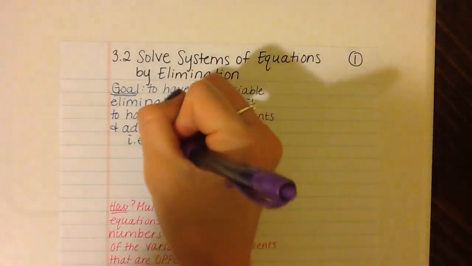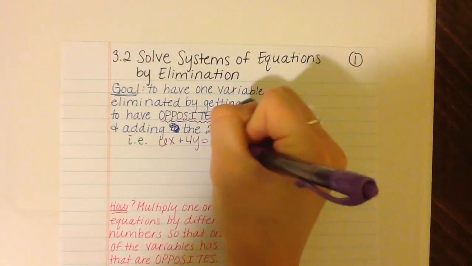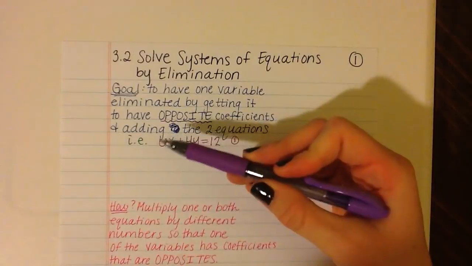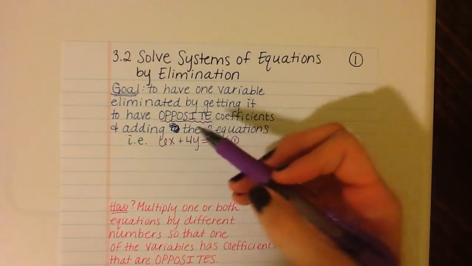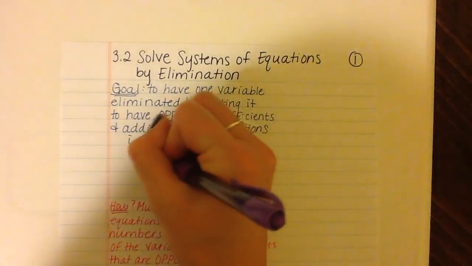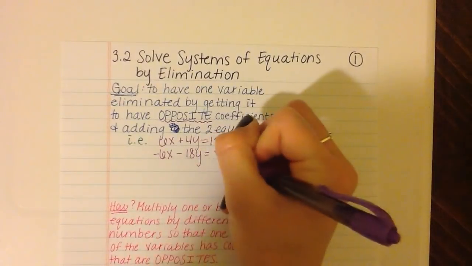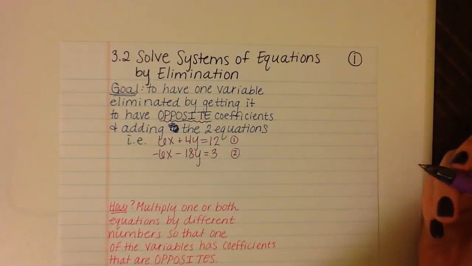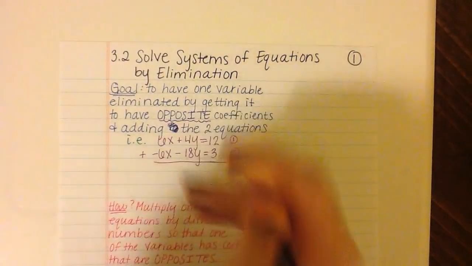So for example, if we have 6x plus 4y equals 12, and that's our first equation, if we want our two equations to have opposite coefficients, if we have positive 6x, our opposite coefficient would be a negative 6x. And I'm just making one up as we go. And that is our second equation. And then once you have opposite coefficients, you are going to add the two equations.